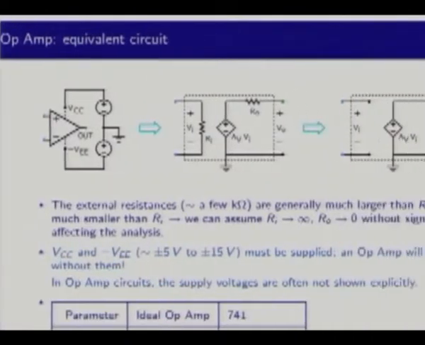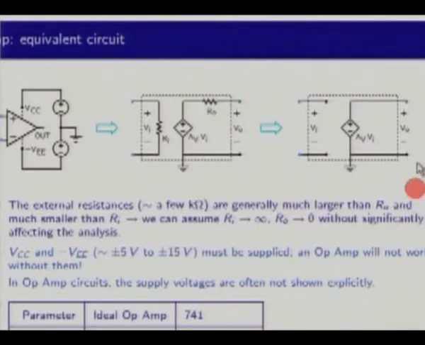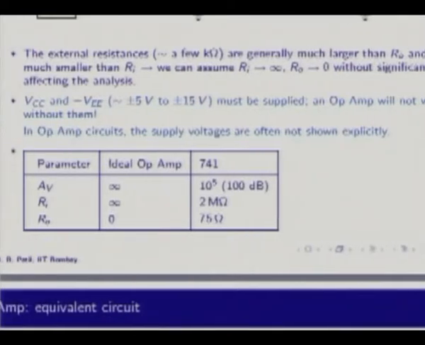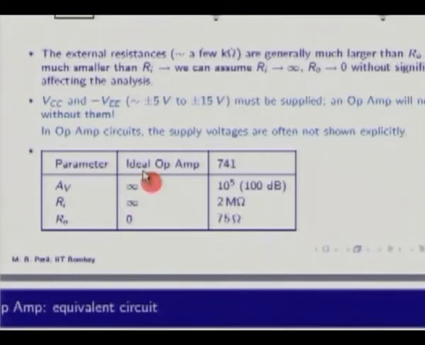As we have said, in op-amp circuits, the supply voltages are often not shown explicitly, but we understand that they are always there. Now here is a small table which shows the performance of an ideal op-amp and the performance of 741, just some key parameters. So for an ideal op-amp, the voltage gain is infinite. For a 741, it is not infinite but fairly large, 100,000, which comes to 100 dB.